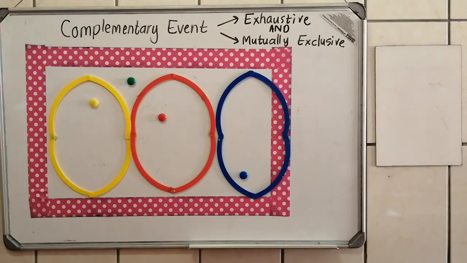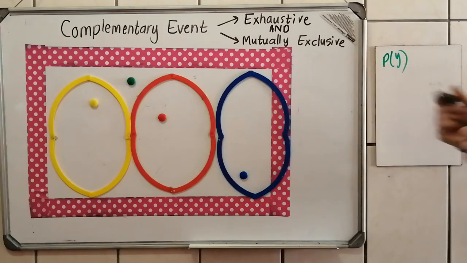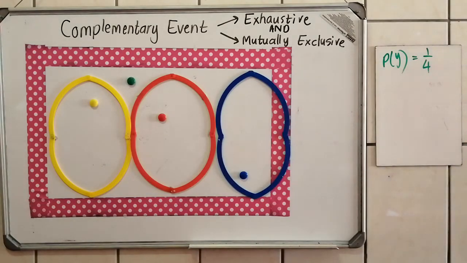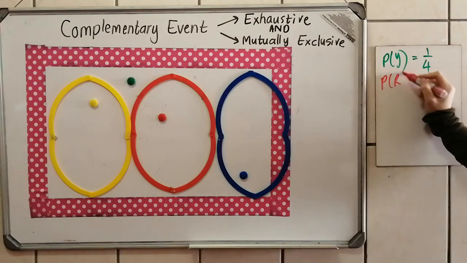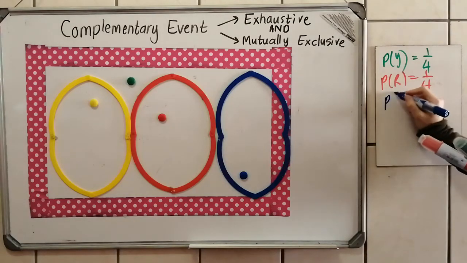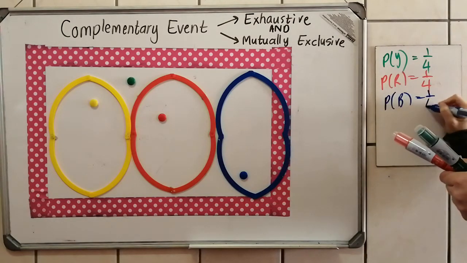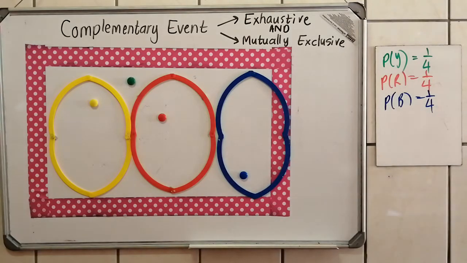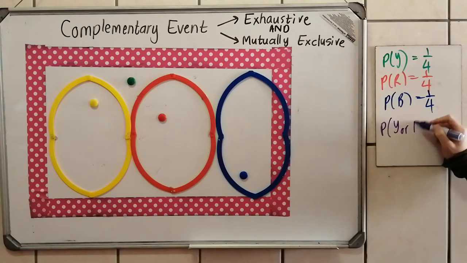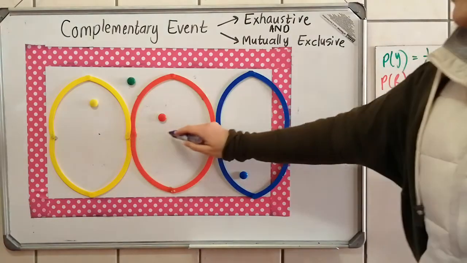Let me show you. If I had to have the union of the probability of yellow, which gives me 1 out of 4, right? The probability of red, which gives me 1 out of 4 because we've got 4 colors, and the probability of blue is also 1 out of 4. Do you agree that the union between these 3, the probability of yellow or red or blue, would be this and this and this.